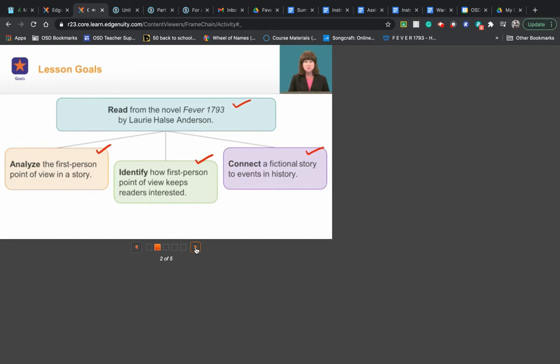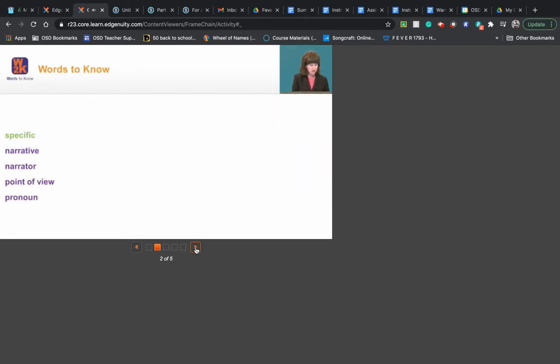And before you can accomplish these goals, you're going to need some key vocabulary words. Let's take a look. The first word in green, specific, is an academic word. That's because you see this word in all of your subject areas. The last four words in purple, narrative, narrator, point of view, pronoun, these are called domain-specific words, and we're going to refer to these words in this lesson.